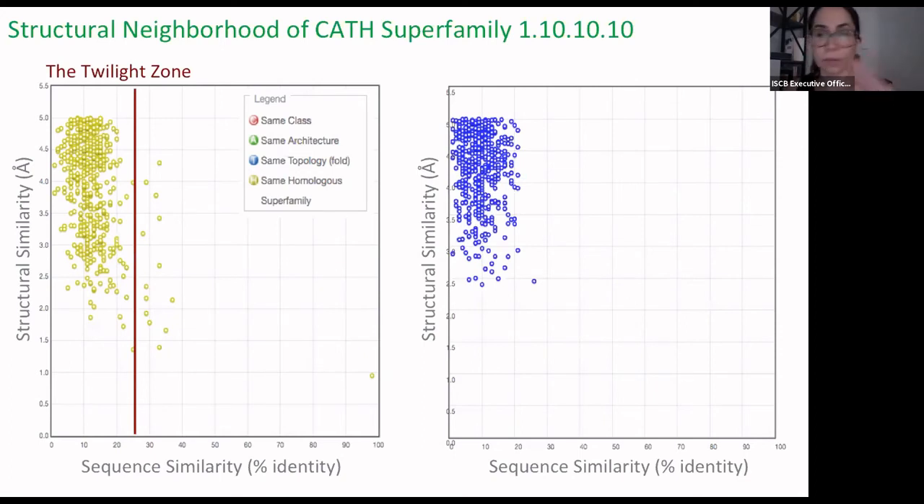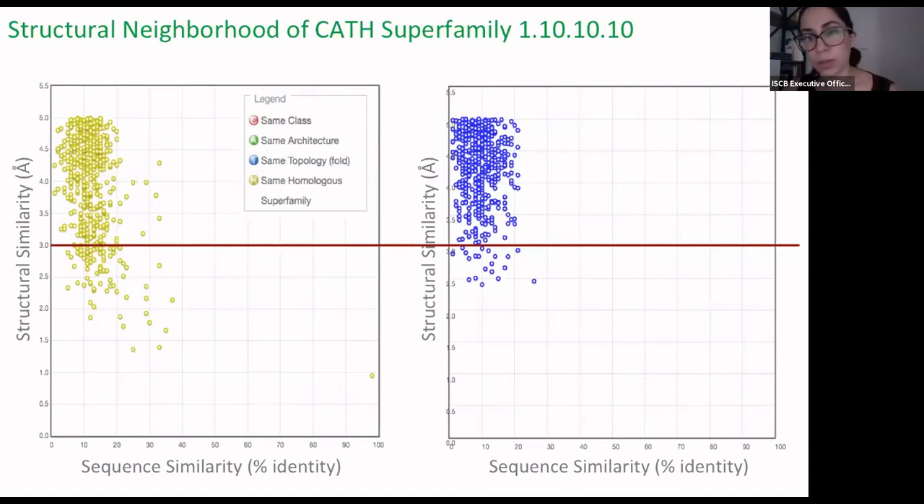Yeah, so you may have heard this term before, which is the twilight zone. This is the zone of similarity in sequence below 25% similarity, where the changes are almost random and we can't tell apart homologous from non-homologous using simple sequence analysis. And this also shows that the difference in structure is not different between homologous and non-homologous.